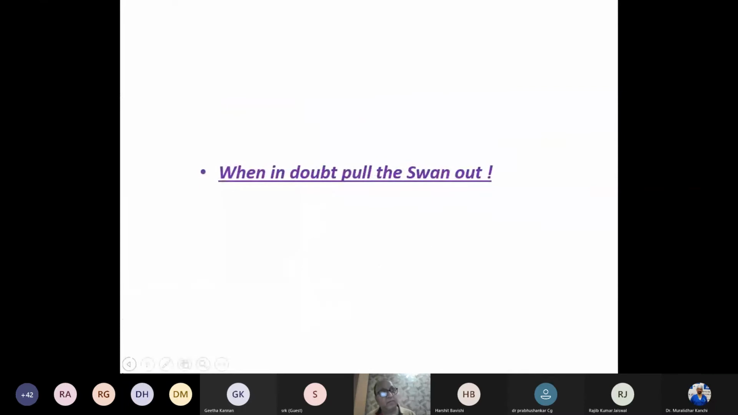Now, the commonest artifact which is seen is when you have placed a Swan-Ganz. Usually the Swan-Ganz which is in the RV will be reflected as an image in the ascending aorta. In those situations, if you think this is a dissection, the best answer would be, when in doubt, pull the Swan out. If you pull out the Swan, the artifact in the ascending aorta probably disappears. This is one of the methods which has been recommended very strongly.